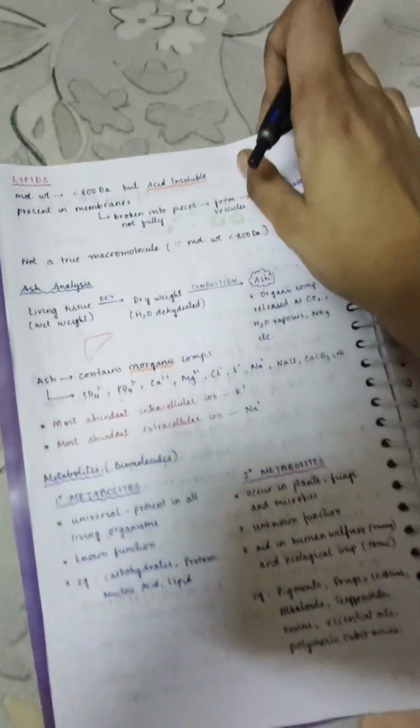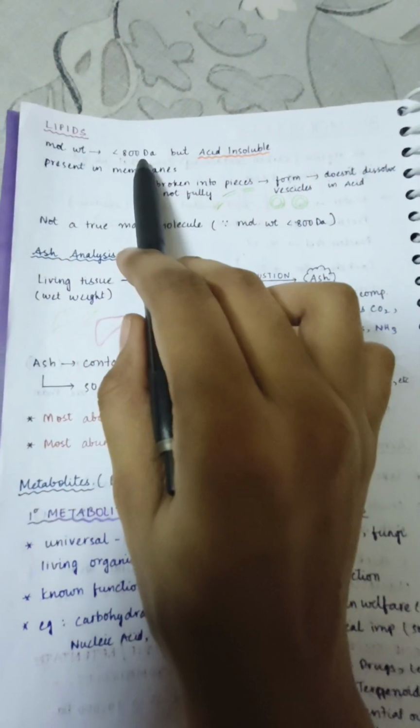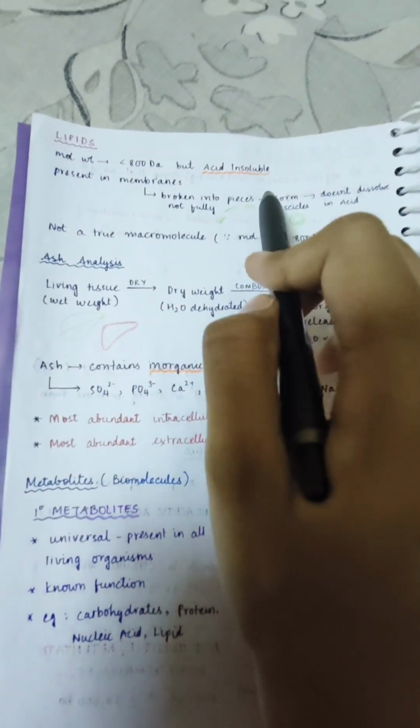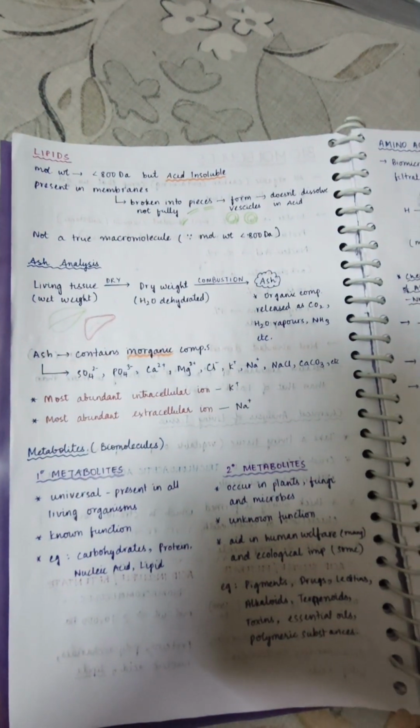Okay. Now, why are lipids, even though they are biomicromolecules, coming under the acid insoluble pool? Lipid molecular weights are less than 800 Daltons, but they are acid insoluble. Why? Because usually lipids are found in membranes, like phospholipids.